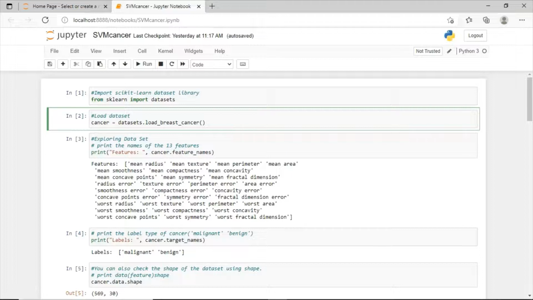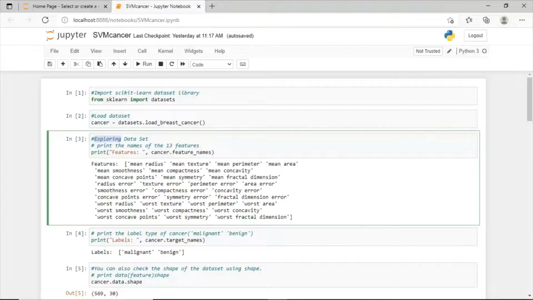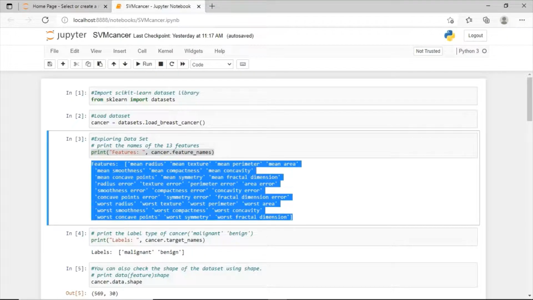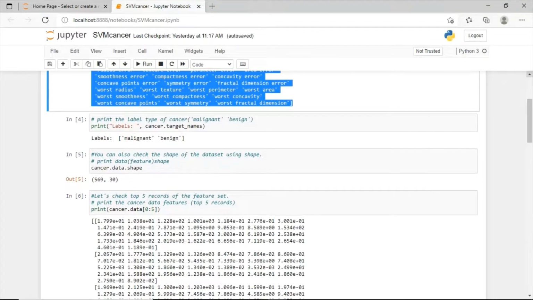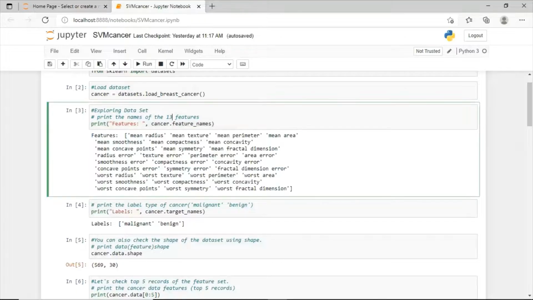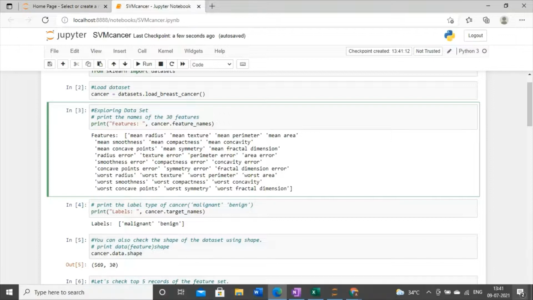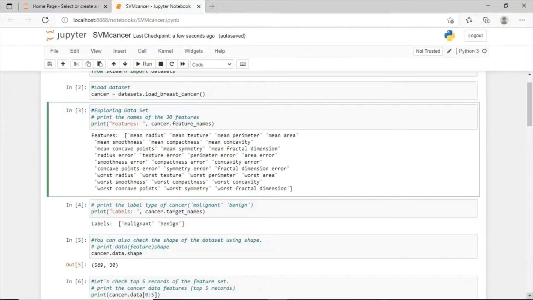Then you have to explore the dataset. This is the most important point that you have to understand: how many features we are using. After writing this command for exploring the dataset, I am getting the entire set of features that I was talking about. How many features are there? And we can name them also. So we have 30 features in the dataset.